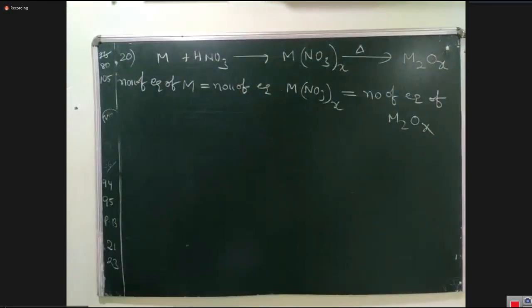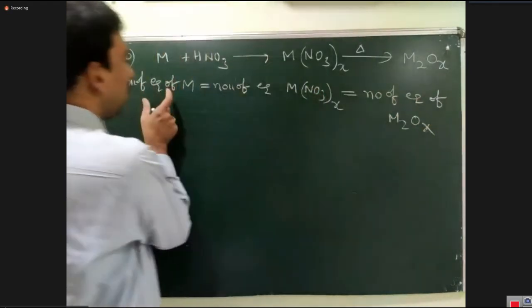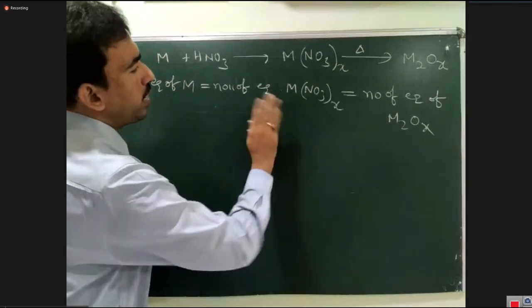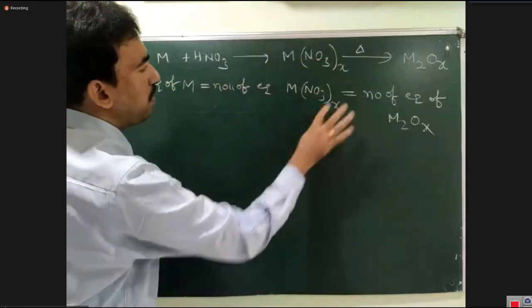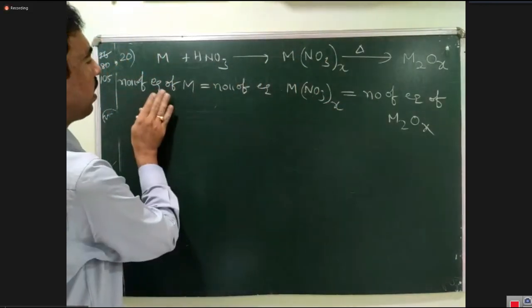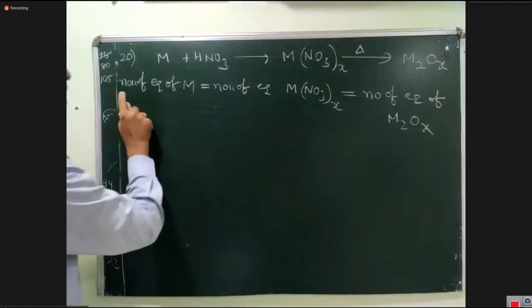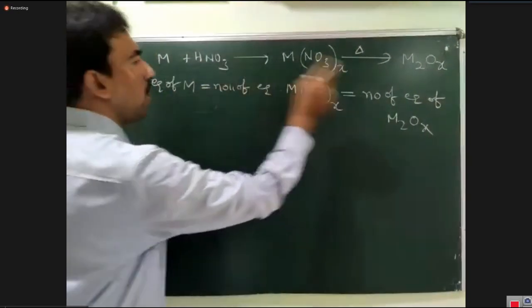So what is the information given? Metal weight is given and oxide weight is given. So no need of the nitrate, because as much as is formed, that much is reacted. No information regarding it is given. So these are all equal, and you can equate the metal directly to the last one, the oxide.